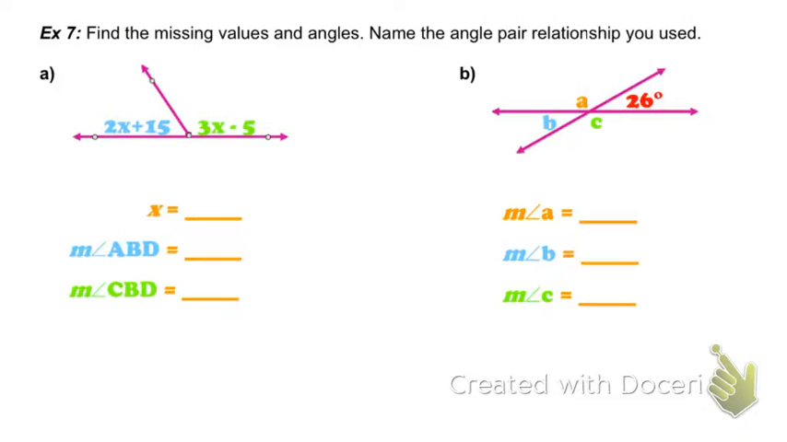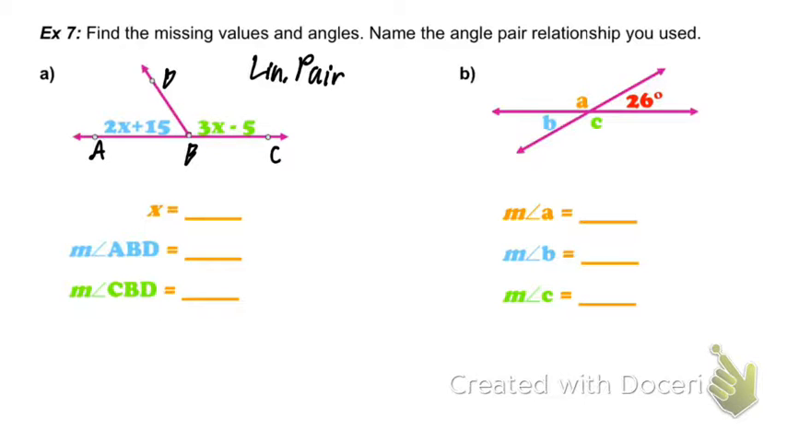We're going to continue on, just a few more examples, and then we're going to be done here, okay? So, on example A, find the missing values and angles. Name the angle pair relationship you used. So on example A, we can see we have two angles here that make a straight line. So I would say, okay, the angle pair relationship is probably going to be a linear pair. And we're asked to find x and the measure of these two angles. Now we're not given labels, but let me put them in here, okay? Angle ABD, and then angle CBD. You may want to put those points on your paper as well.